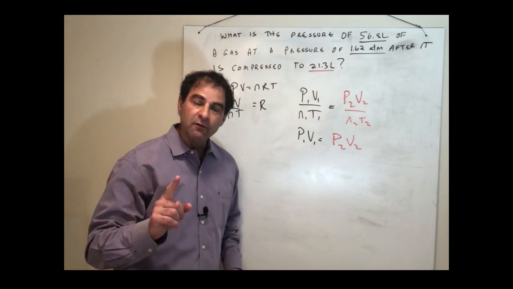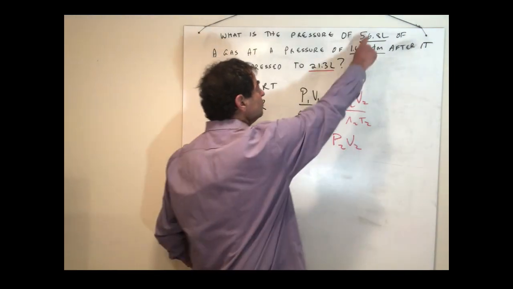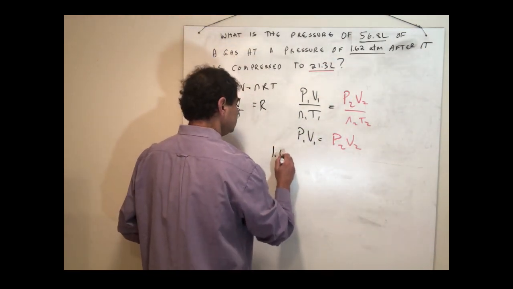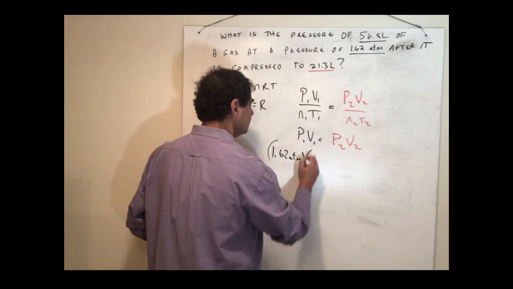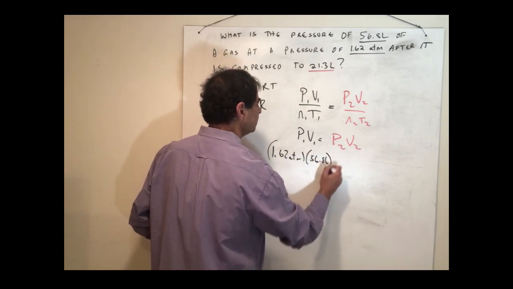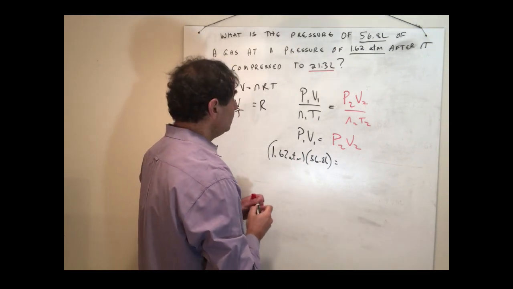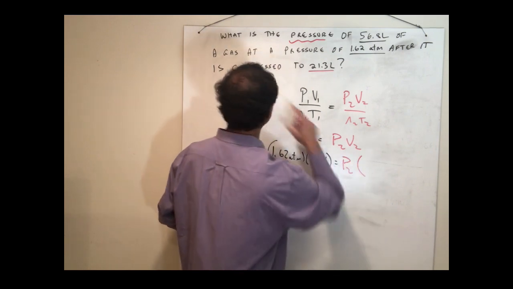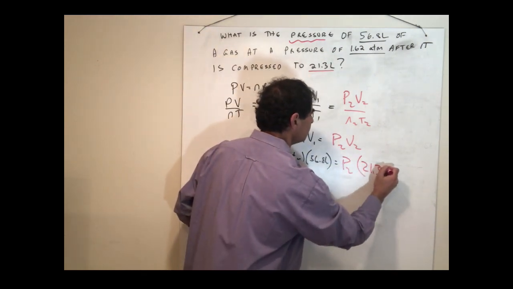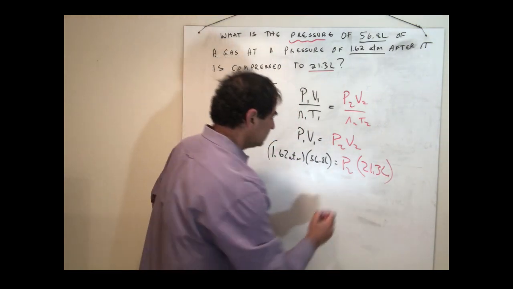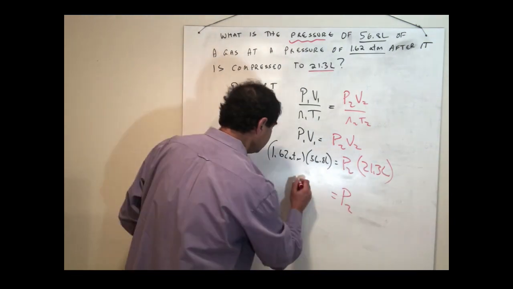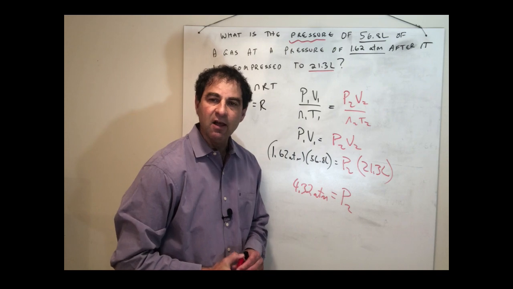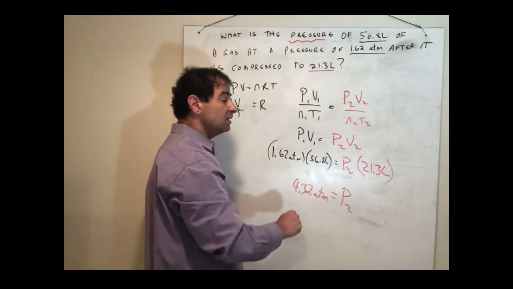Now I can just put my numbers in there. So being very careful when you read the problem, here's the catch. Make sure you have the conditions that are the same. So here I have 1.62 atmospheres times 56.8 liters equals, well, I don't know the new pressure. That's what I'm looking for. P2 times my new volume, 21.3 liters. Now I simply have to solve. P2 equals 4.32 atmospheres.